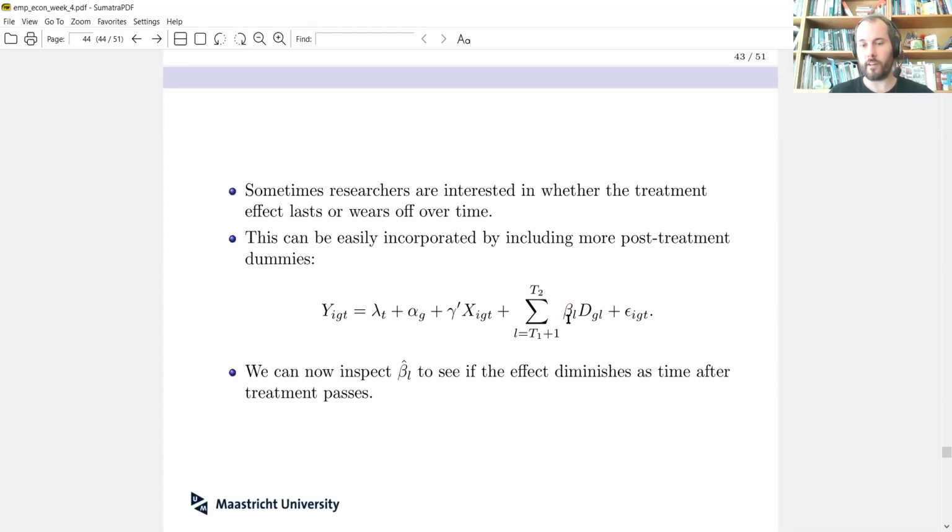So for instance, beta T1 plus 1 would measure the treatment effect directly after the treatment takes place. Beta T1 plus 2 would be one period after that, and so on. And then typically what you see is that the treatment effect is strong at first and then sort of goes down, so that the effect of the treatment vanishes over time.